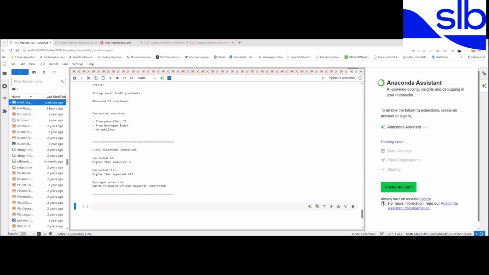Final reservoir parameters. You have the corrected T2 relaxation time higher than measured, so in this case it is higher. The corrected FFI is higher than the apparent FFI. For hydrogen potential, you are making an underestimate without magnetic correction. So the magnetic correction gives the real values of hydrogen potential in this case.